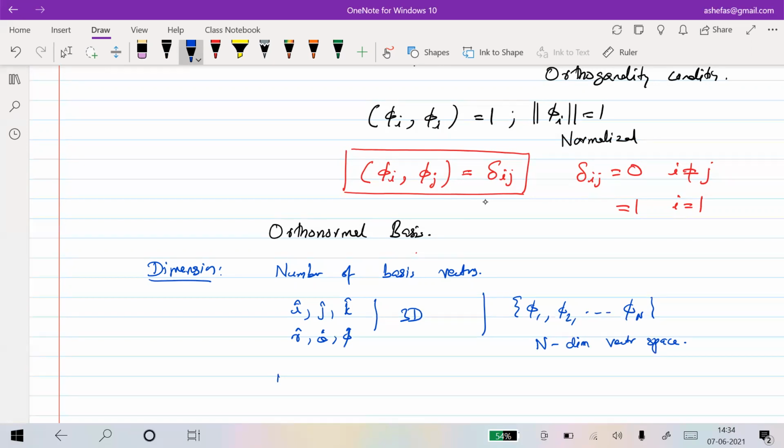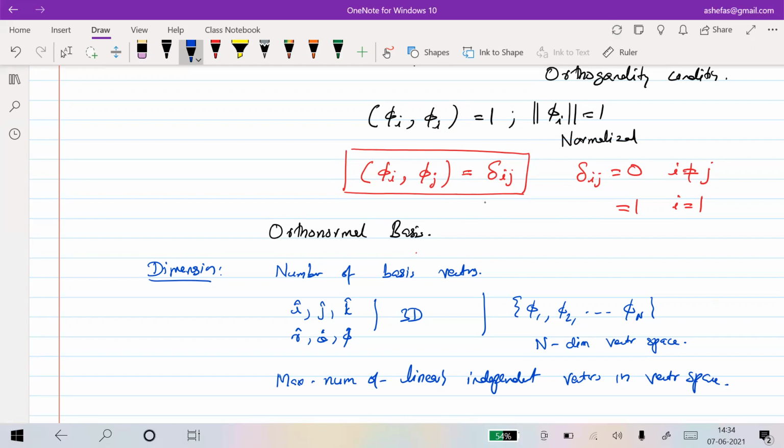So the dimension of a vector space depends upon the maximum number of linearly independent vectors in it, or the number of basis vectors. It is nothing but the maximum number of linearly independent vectors in the vector space. Okay, so that's enough for the time being.